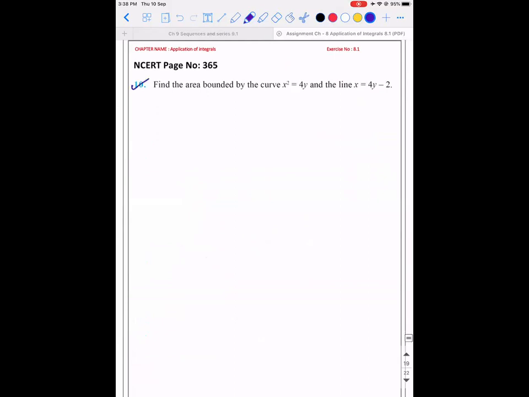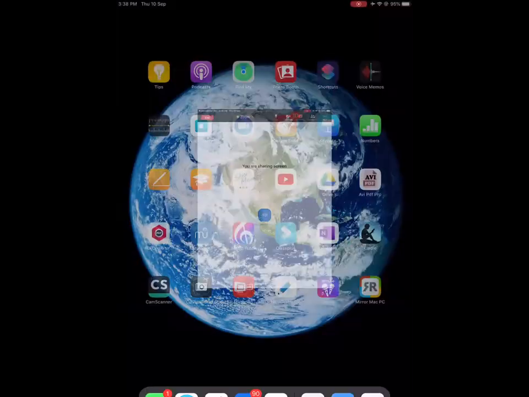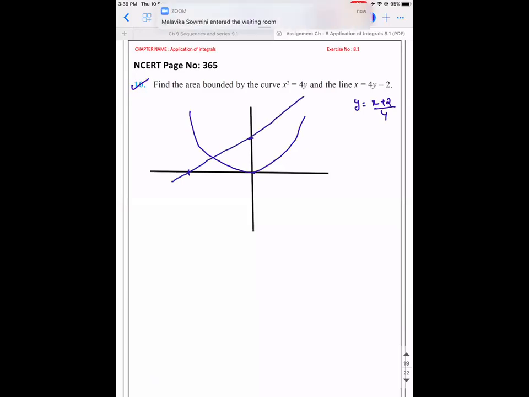The next one is find the area bounded by the curve x square is equal to 4y and x is equal to 4y minus 2. So x square is equal to 4y is also an upward parabola. X is equal to 4y minus 2. Now y is equal to x plus 2 divided by 4. When x is equal to 0, y is equal to half. So it starts here. When y is equal to 0, x is equal to minus half. So it will be somewhere over here. So when you draw, it will be a line like this.